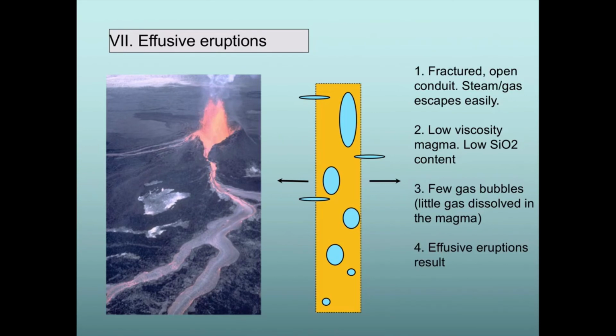Okay, so when you have an effusive eruption, things are a little different. In this case, your conduit is fractured and open and leaky. The steam and gas can escape really easily, relieving the explosive overpressure. The magma also may be low viscosity and low SiO2 content, so the bubbles can move around a little bit more easily. There may also be not very much gas to begin with, so the magma did not start with a lot of steam pressure, explosive dissolved gas in it. Typically, this situation leads to effusive eruptions.